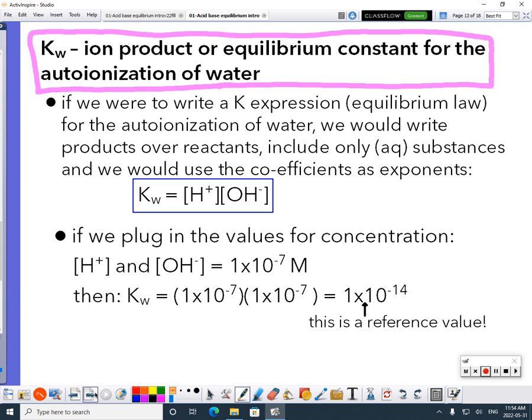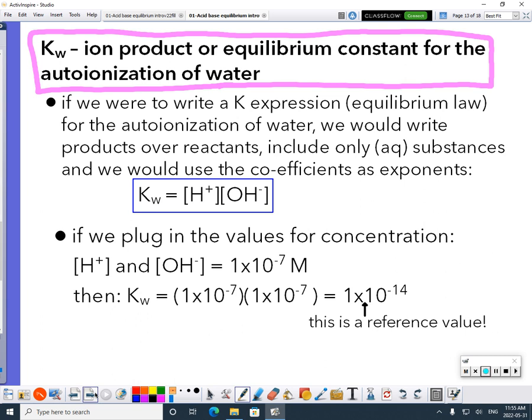So if you have the equilibrium constant for water, or Kw, then it's just the products. There's no reactants in our expression because the reactants are liquid, and we don't include those. So if you plug in the equilibrium number, 1 times 10 to the negative 7, in for these, then you get a value of 1 times 10 to the negative 14.